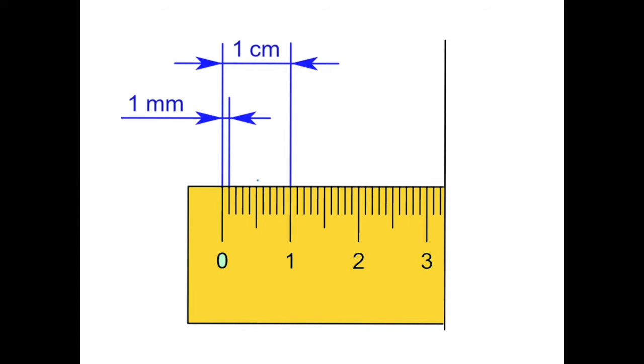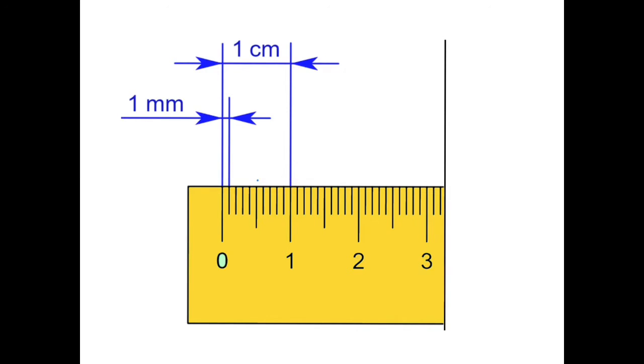If you take any ruler, it starts from 0, 1, 2, 3 and it goes on. The distance between 0 and 1, this measure is called 1 centimeter. Similarly, the gap between 1 and 2 is again 1 centimeter. There are 10 subdivisions from 0 to 1. Similarly, from 1 to 2 there are 10 subdivisions, and between 2 and 3 there are 10 subdivisions.